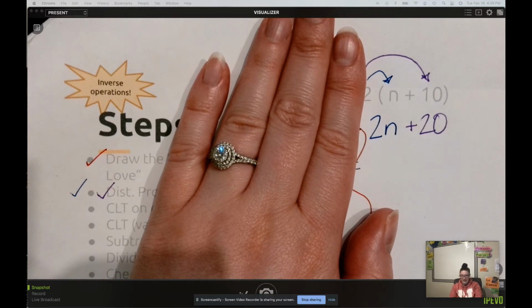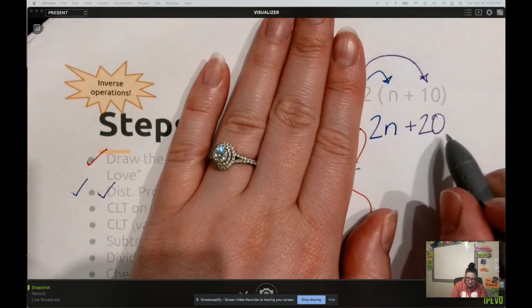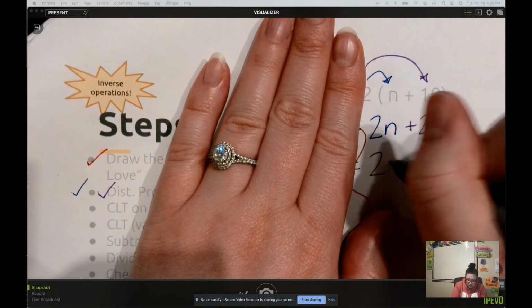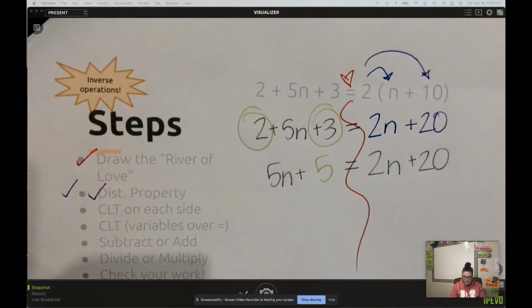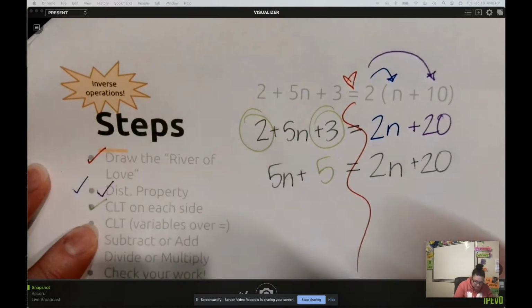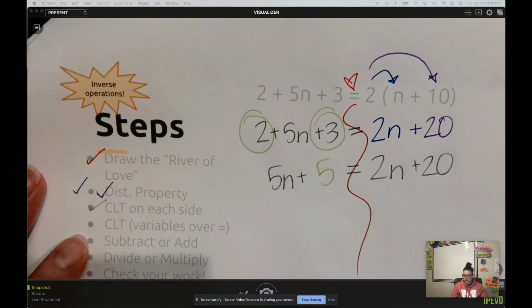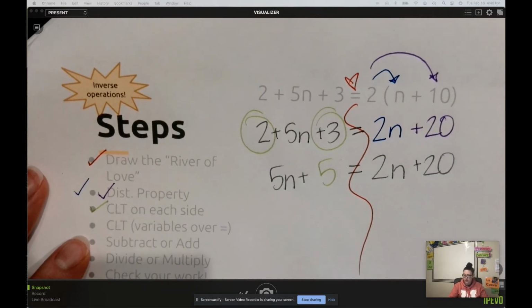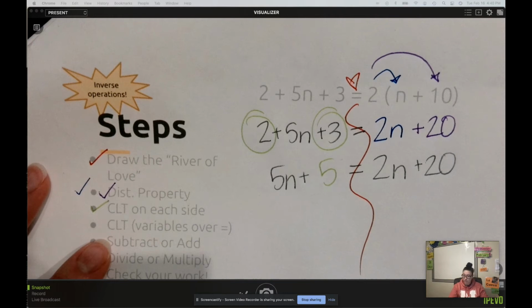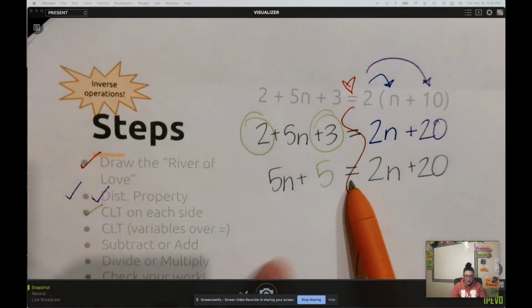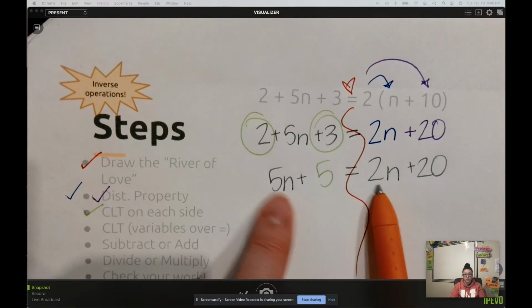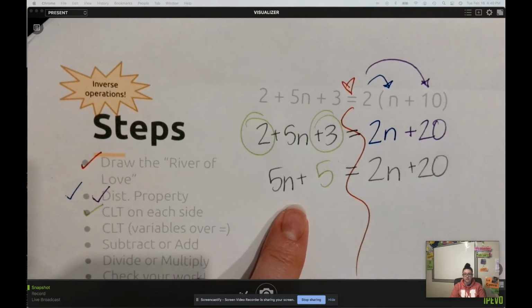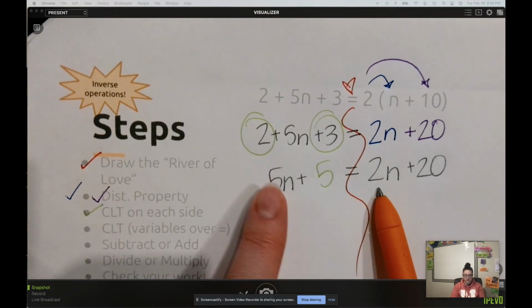No, I can't combine anything on that side. 20 doesn't have a variable, so I just have 2n plus 20 on that side. Boom! I combine my like terms on each side. Now I can go through and combine my like terms over the equation. I need to bring together my variables. So what variables can I combine here? My 5n and my 2n.